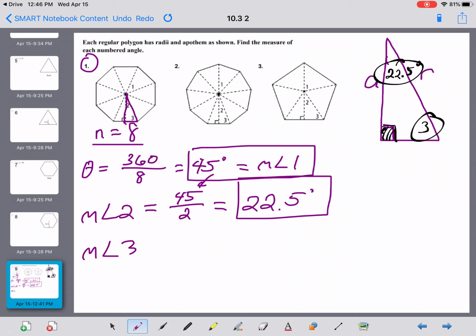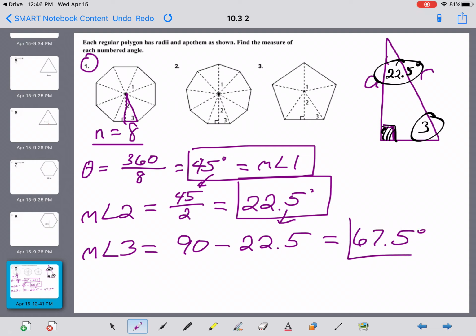So the measure of angle 3 is going to be formed by taking 90 minus the measure of angle 2 that you came up with in the second part of this. And that 90 minus the 22.5 is going to get us a 67.5 degree angle for the measure of angle 3. And problems 2 and 3 really work in the exact same way. The only thing different there is that n is going to be different in each one of those problems.